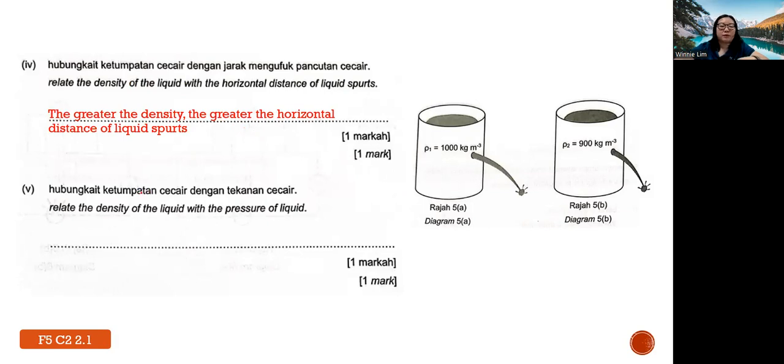And then next, number 5, relate the density of liquid with pressure. So the higher the density, the higher the pressure also, or greater, no problem.